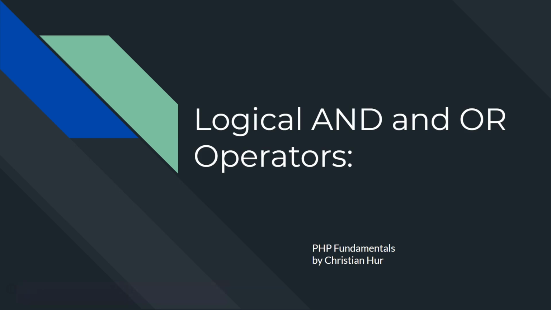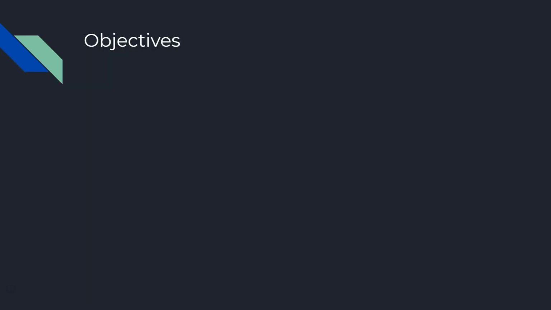Hi, this is Christian. In this video, we'll be looking at the logical AND and logical OR operators, two very important operators in any programming language. Now, the logical AND takes this pair of ampersands and it requires two sets of conditions. So it's almost like a binary operator. And the logical OR uses the two pipe symbols here.